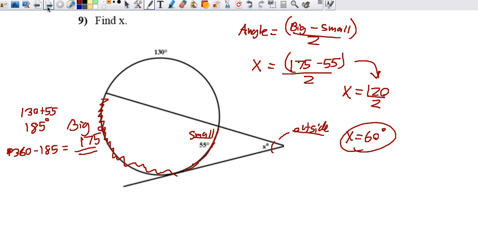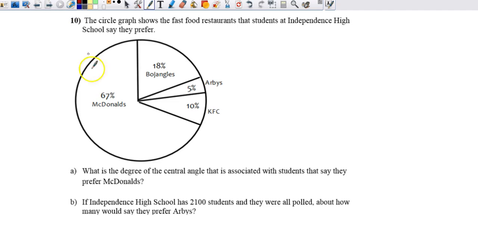All right, question 10. All right, this is a central angle. When it's in the center, the angle is equal to the arc. So this is a pie chart. These are fast food preferences for students at Independence. 67%, 18%, 5%, and 10%. Question A wants to know the degree of the central angle that's associated with students that say they prefer McDonald's. So if you look at McDonald's, that's 67%.